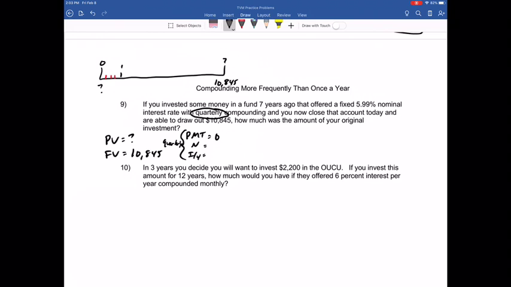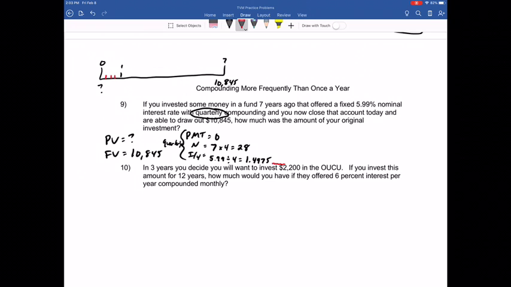For the N, it is 7 years, but it compounds 4 times per year for a total of 28 compounding periods. Now, as I mentioned, the yearly rate is 5.99%, but it's compounded quarterly, so as a quarterly return, I end up having a quarterly interest rate of 1.4975. Now, there are decimals that come after this value.